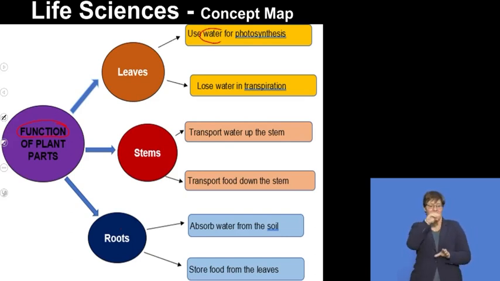We're going to start off with leaves, which we studied in the last lesson. And leaves use water for photosynthesis, and they lose water. And those two topics are what we're going to be looking at in this lesson. The other parts of the plant and what they do with water will be the topic of the next lesson.